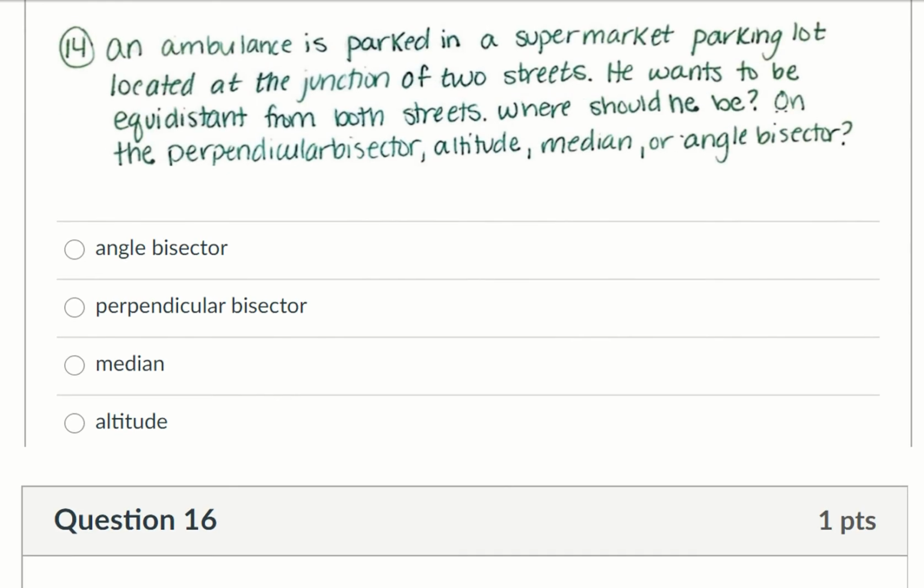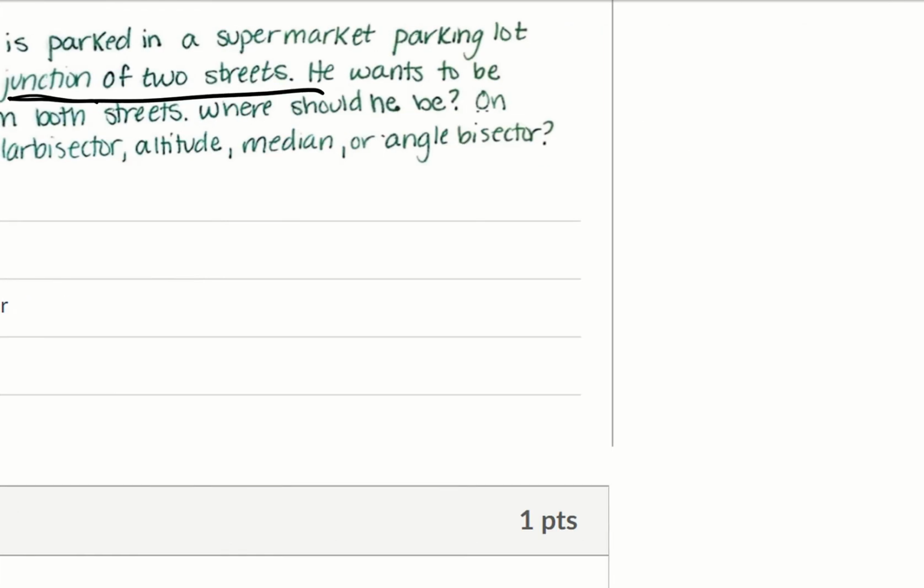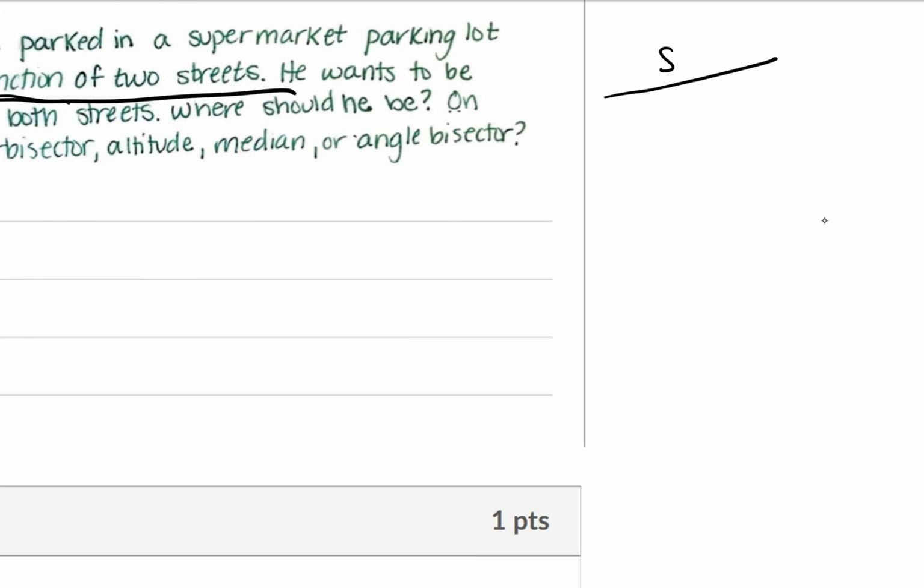All right, an ambulance is parked in a supermarket parking lot located at the junction of two streets. So we're looking at a junction. So basically you have a street here. We'll call that street 1. And we'll call that street 2. So this is the junction that they're referring to.